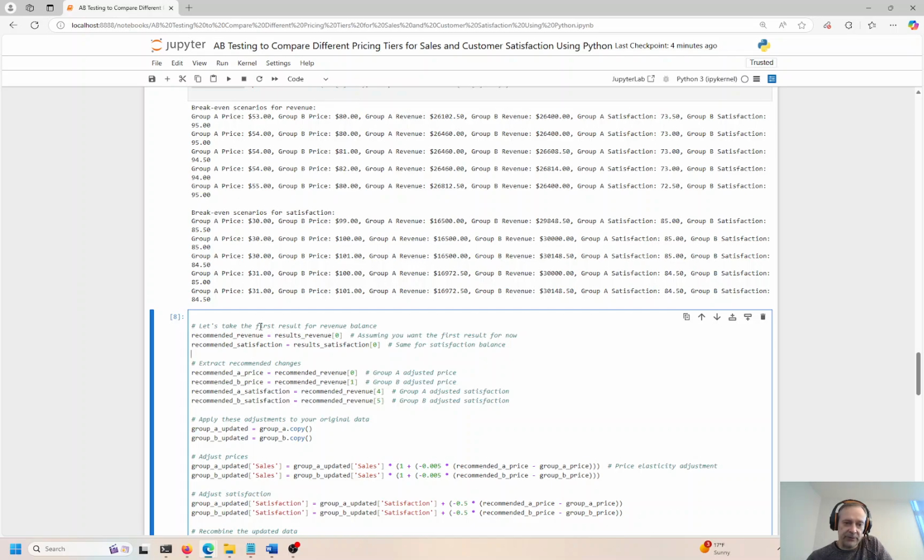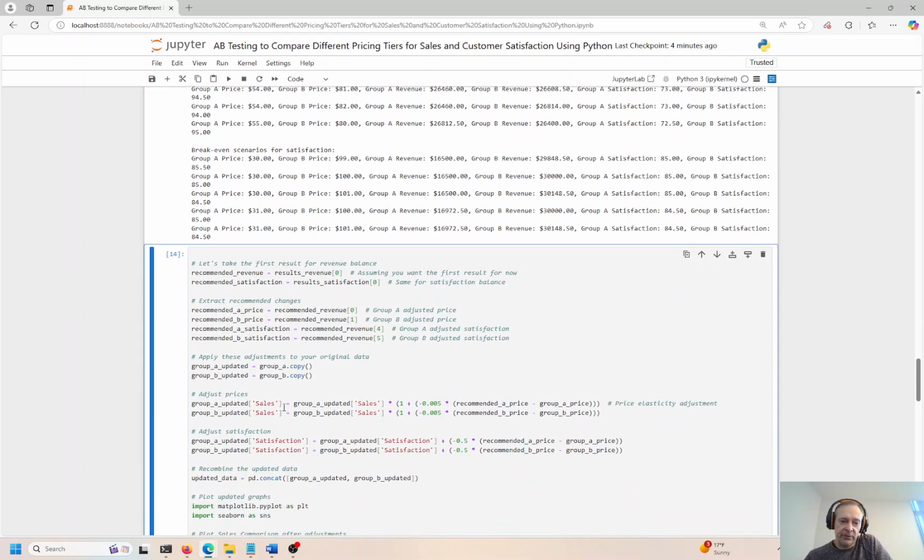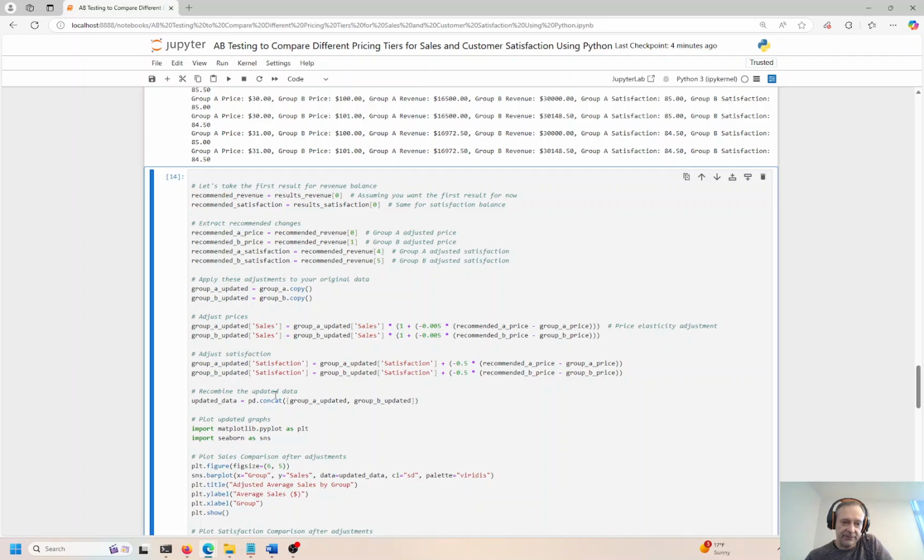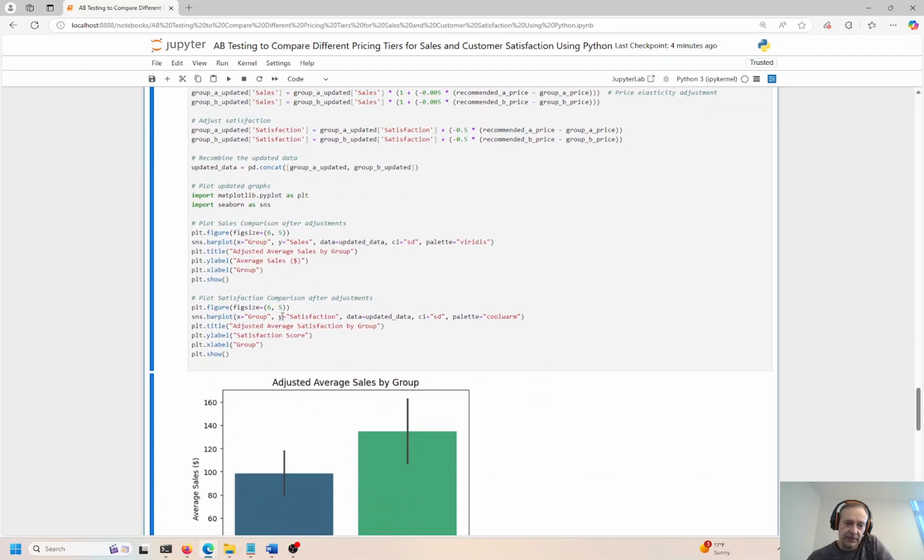So let's take the first result and the revenue side, and then extract the recommended changes. So let me go ahead and run this, Control A, and of course, I'm going to share all this code with you when I post a video later today. So you don't have to memorize anything. You don't have to write down anything. You don't have to take notes. I'm going to share all of this with you. Okay, we made the calculations here, and let me do the plot down here.